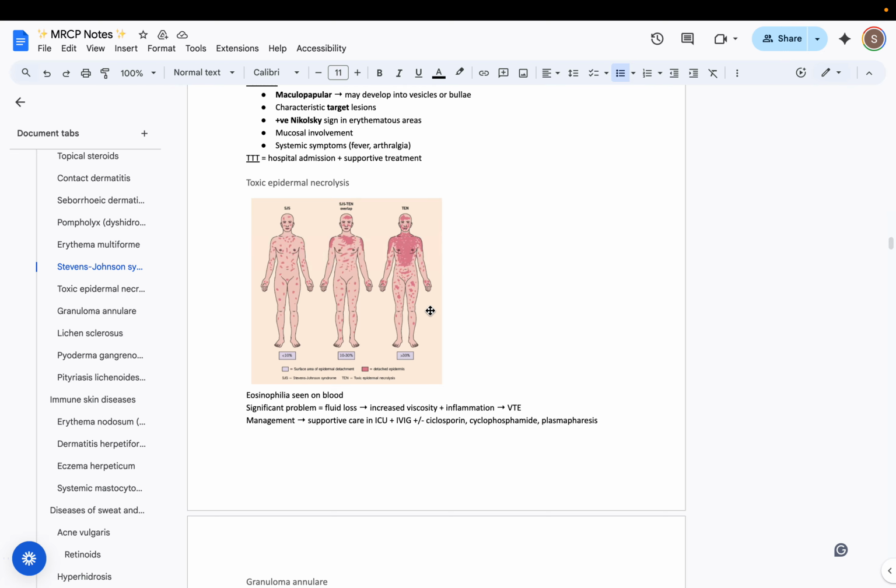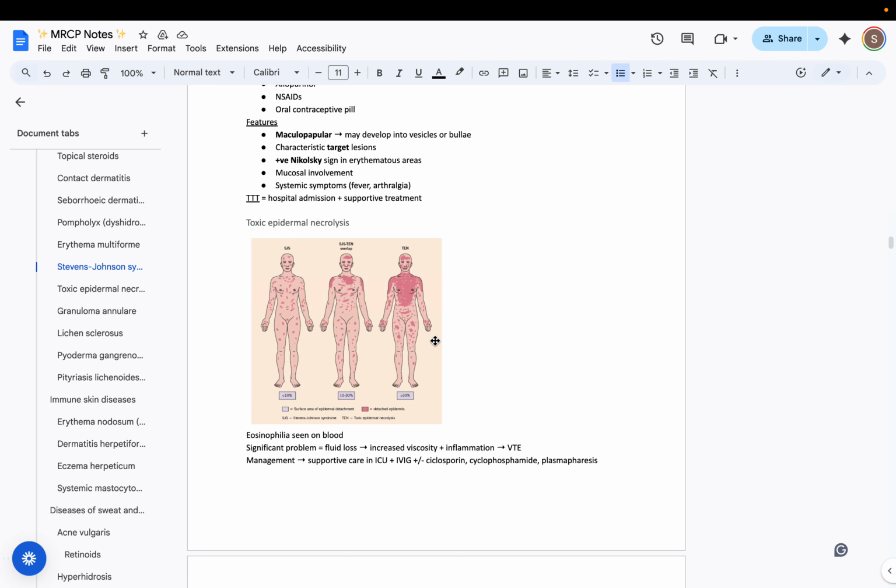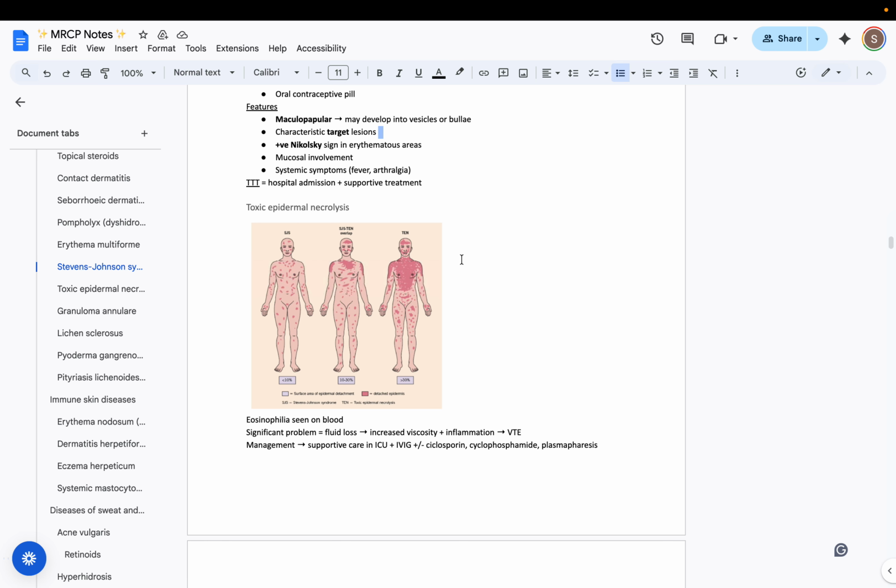A significant problem of toxic epidermal necrolysis is fluid loss, because there's a lot of fluid lost in the vesicles or bullae, and if it's extensive, then you're losing a lot of fluid, which makes your blood more viscous and may cause VTE. Treatment is supportive care in the ICU. We can also give IVIG plus or minus cyclosporin, cyclophosphamide, and plasmapheresis.